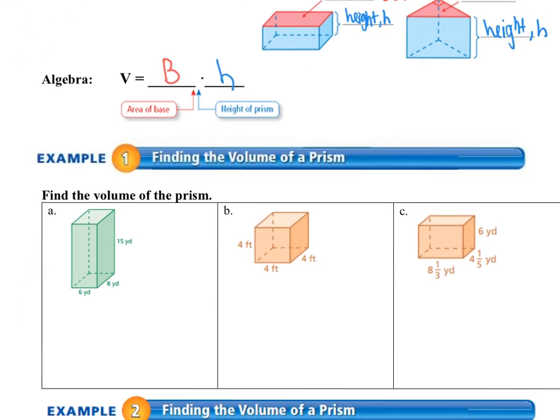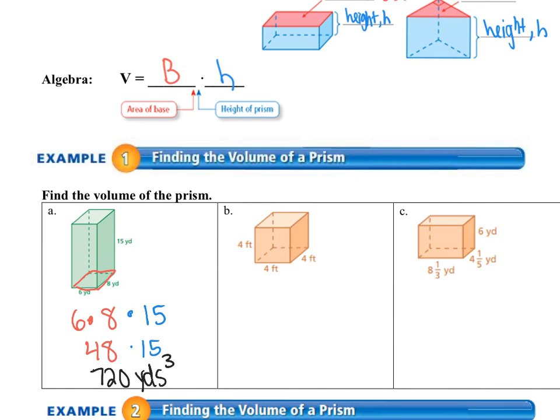So if you have this figure in A, this is our base. We have to find the area of the base, which is 6 times 8, so 48. And then we have to multiply it by the height, which is 15. When we multiply these all together, we get 720 yards cubed.